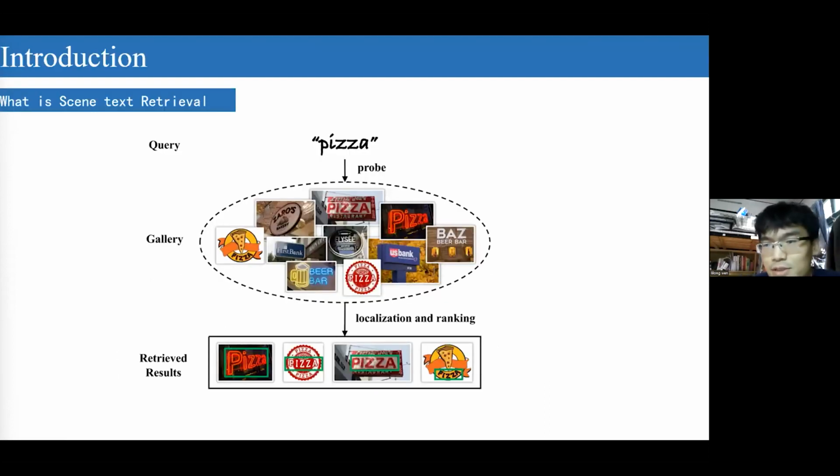Syntax retrieval is a research topic that goes beyond common syntax understanding problems, whose objective is to search and localize all the images that contain the query text. This picture shows an example of a syntax retrieval task. The input query consists of the textual keyword pizza. Given an image gallery, we intend to retrieve all the images that contain text instances of pizza, which are enclosed in bounding boxes in this picture.